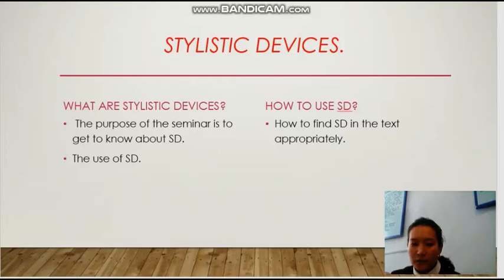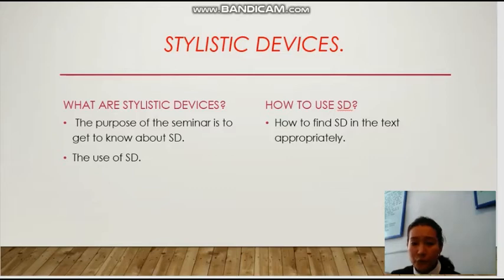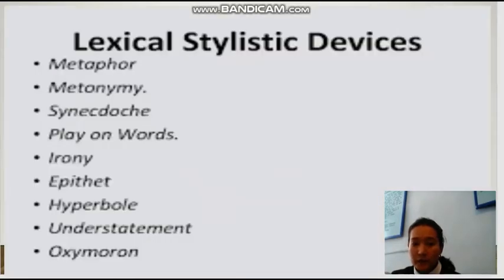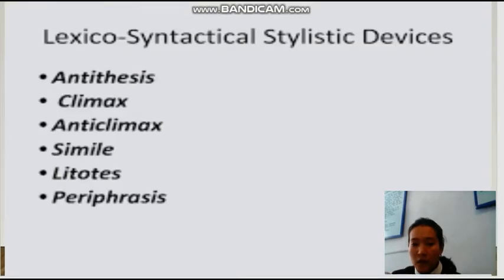So it's divided into two groups. First, lexical stylistic devices. These are metaphor, metonymy, synecdoche, play on words, irony, epithet, hyperbole, understatement, oxymoron. And the second group are lexicosyntactical stylistic devices: antithesis, climax, anticlimax, simile, litotes, periphrasis.